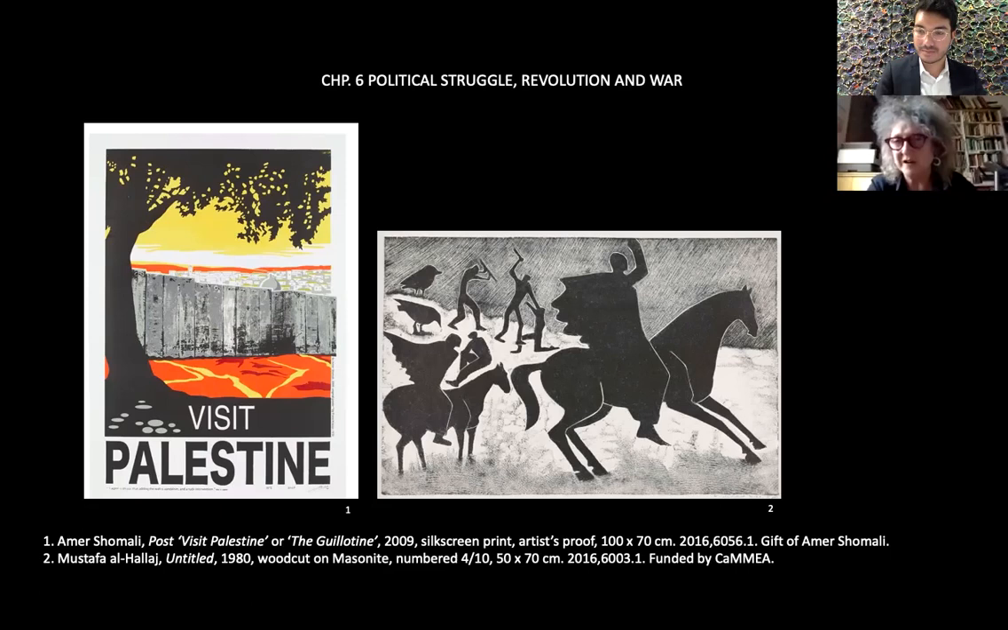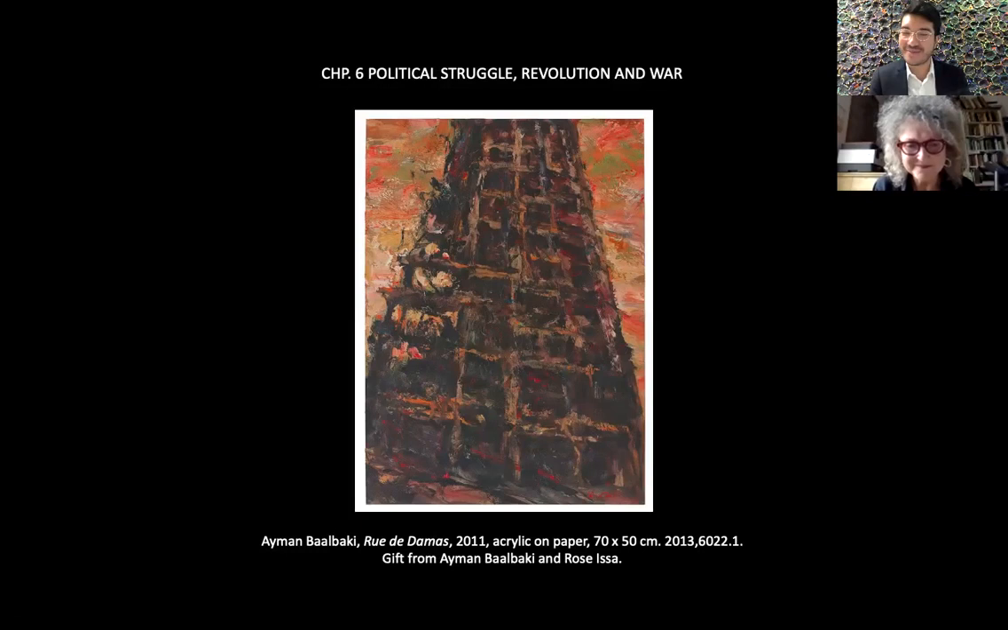And then you think of Mustafa Hallaj, a great artist, who is using the imagery, the iconography of the ancient past, the Canaanites, these great struggles. You're seeing these epic struggles, something very ancient, but telling a contemporary story. And of course his story is really terrible. He left Damascus, and then his studio burnt down, a lot of his work was lost, but he's a very important artist. And then we have this work from the Lebanese artist Ayman Baalbaki called Rue de Damas.